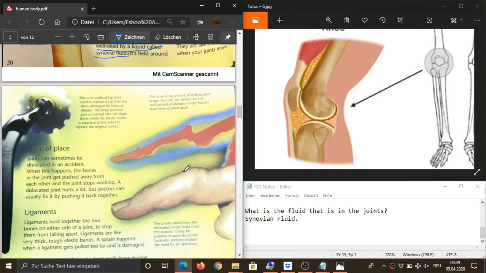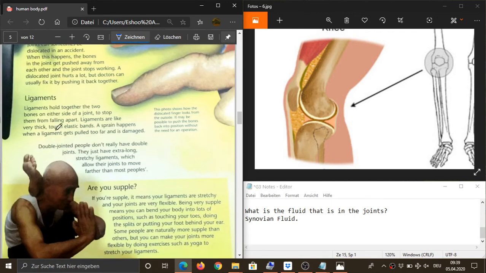Let's come here. And we have the ligaments that we spoke about. They hold together two bones on either side of joints. Ligaments hold together the two bones on either side of the joint to stop them from falling apart. That's what keeps the joints, or let's say bones, all together without falling apart.